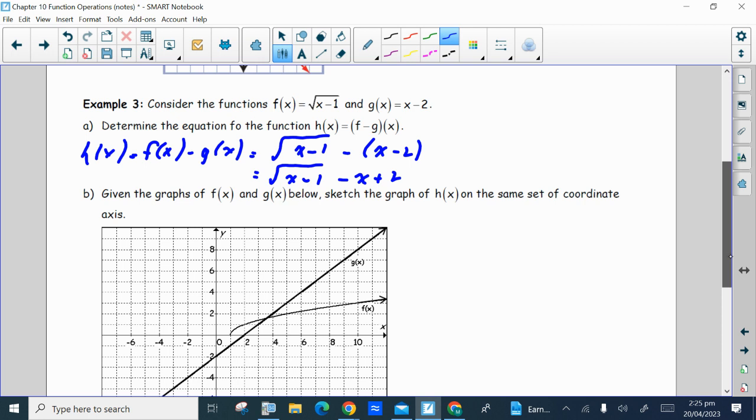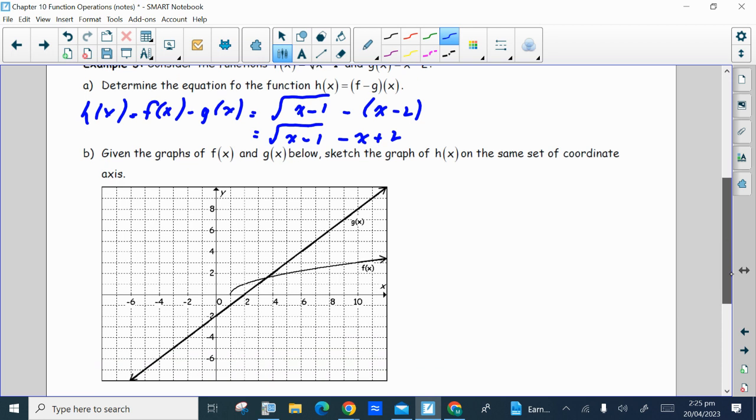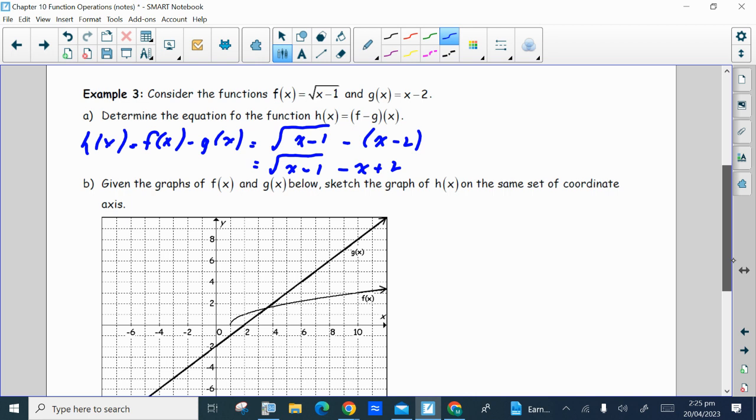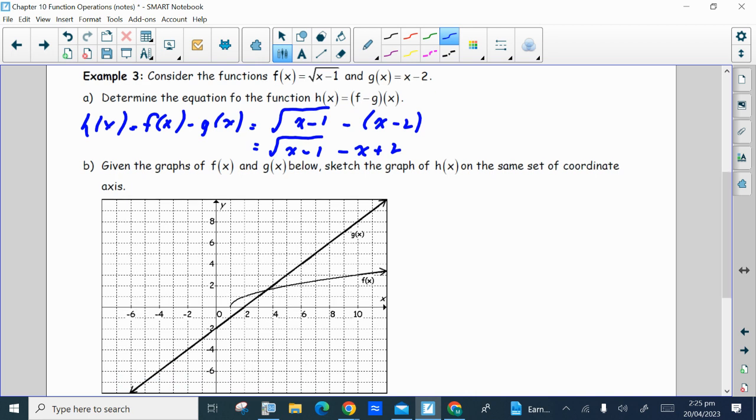All right. So that would be the equation. So you're given the graph of y equals the root of x there, which is f at x. You're given the graph of g at x, which is x minus 2. Now you want to sketch on the same grid h, which again is f take away g. So order matters. You got to start with f first. Now, f has a restricted domain. X has to be greater than or equal to 1. That's where the graph starts. So that's where you have to start for h.